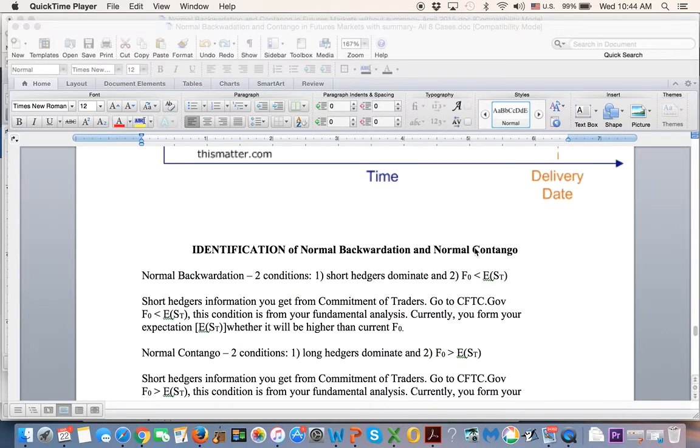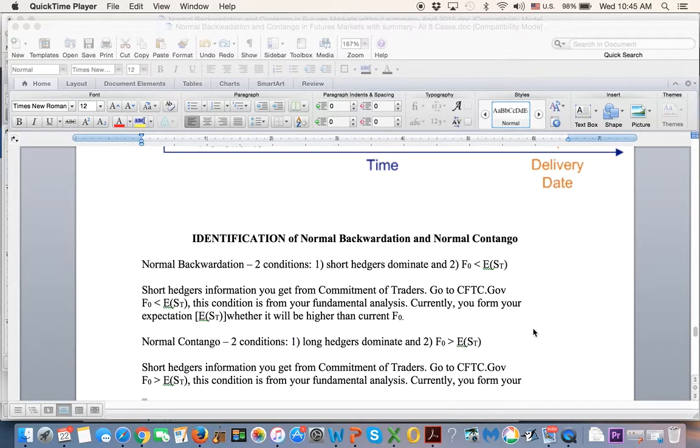F sub 0 is always available in bar chart. E(S_T) is your own expectation. So you have to do a couple of things. First, find out whether short hedges or long hedges dominate for the asset that you are considering, let's say soybean or Japanese yen. And then you have to form an expectation. These expectations come from your fundamental analysis of demand and supply. So if you see that demand is greater than supply for soybean, your expectation is the price of soybean is likely to rise above the current F sub 0.